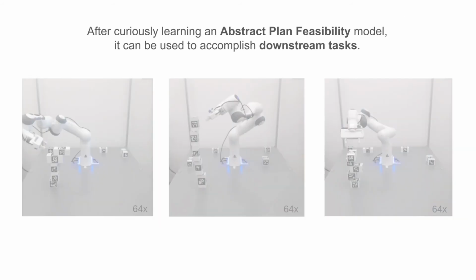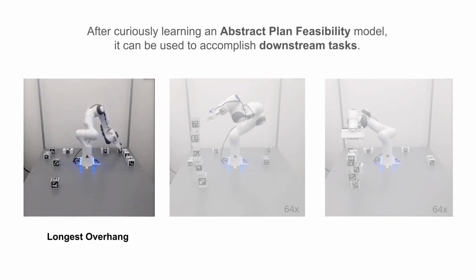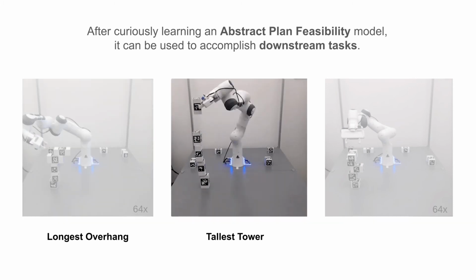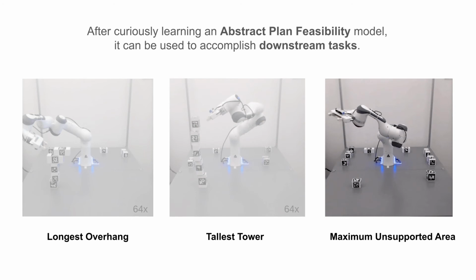In this paper, we consider 3 tasks that require the robot to build challenging or unintuitive towers using blocks with shifted centers of mass. The first task is longest overhang, where the edge of the top block should be as far from the tower's base as possible. The tallest tower task simply attempts to build the tower with the greatest height. And finally, the maximum unsupported area task rewards block placements where each block has a large surface area not in contact with the block below.